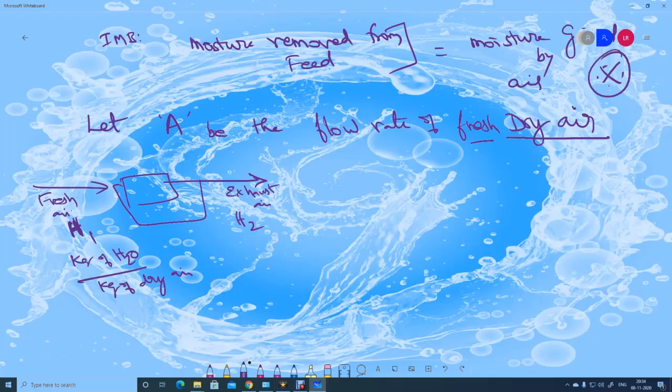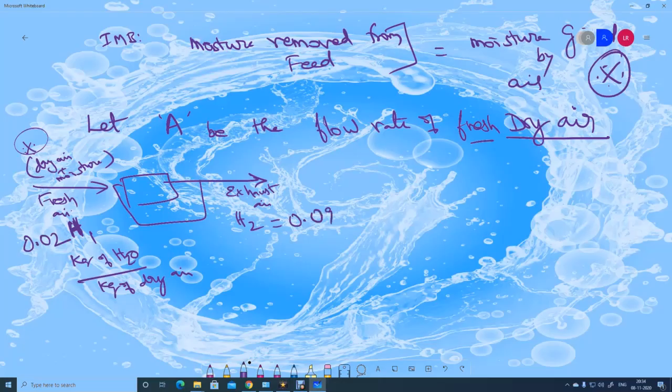The fresh air contains dry air plus moisture. Please understand it clearly. I repeat, H is the absolute humidity, where humidity is kg of water per kg of dry air. The value for this problem is also given. Feed air is dry air actually, right? So it is 0.02. Exhaust air contains 0.09 kg of water per kg of dry air.